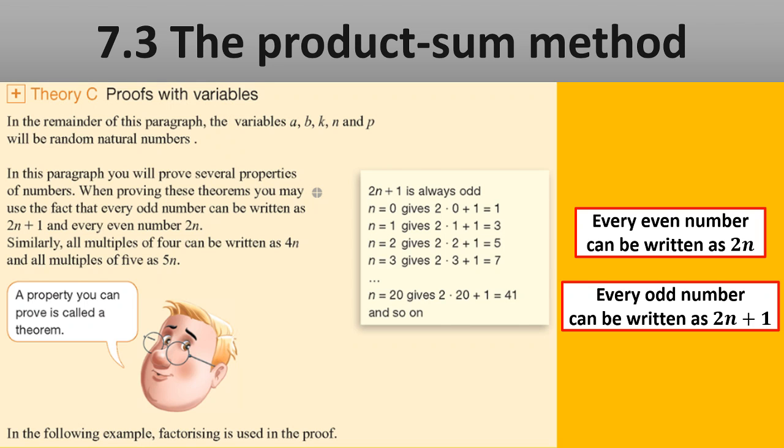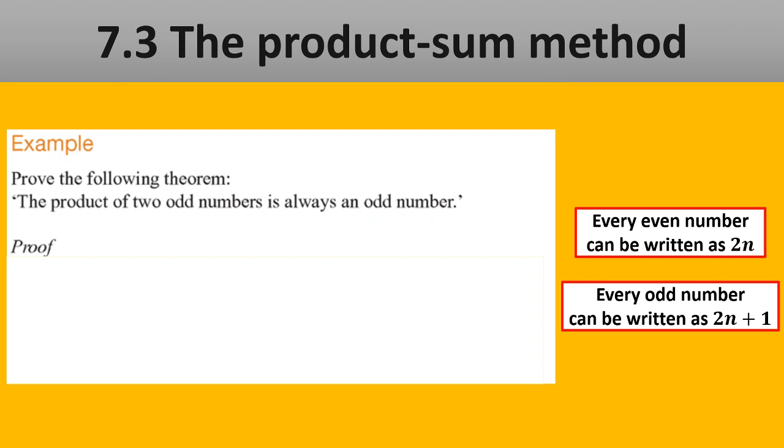Let's take a look at how we can prove, for example, this theorem. The product of two odd numbers is always an odd number. Let's just try it. Let's take two odd numbers, 3 and 5. 3 times 5 is 15. Hey, that's odd again. That's true indeed. Two other odd numbers, 3 and 7. 3 times 7 is 21. So, okay, I think this is indeed true.